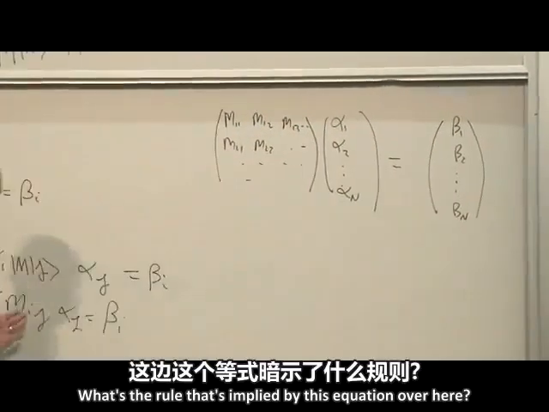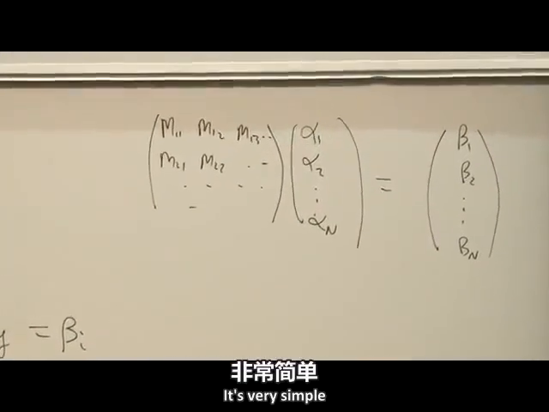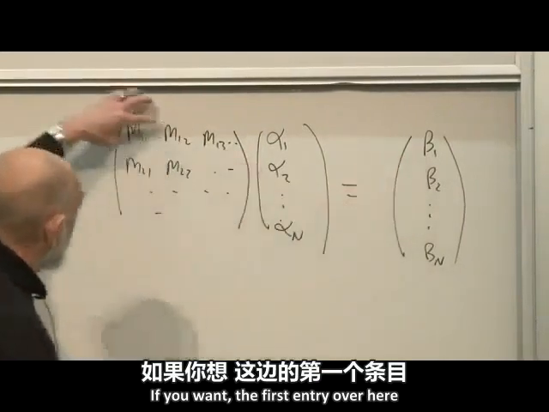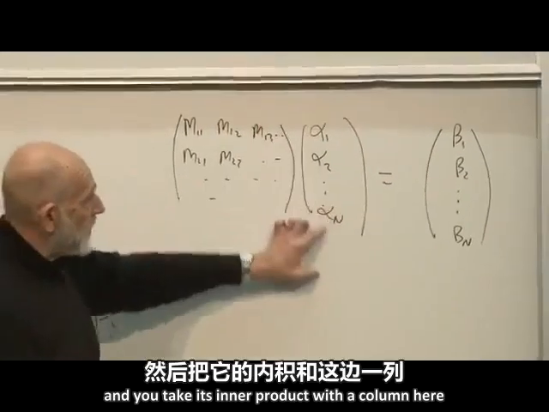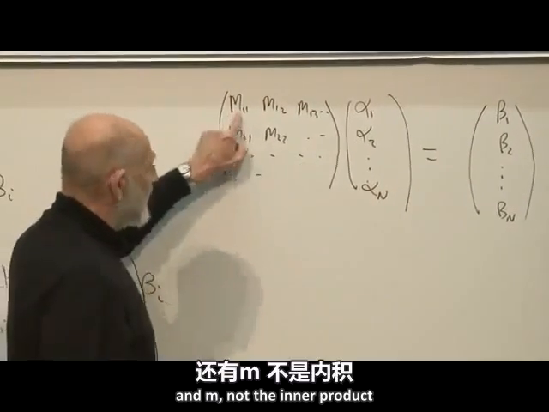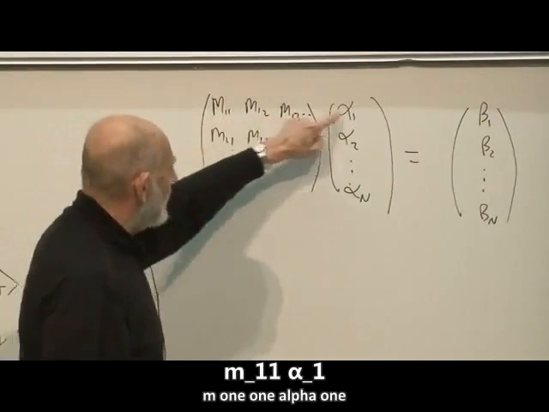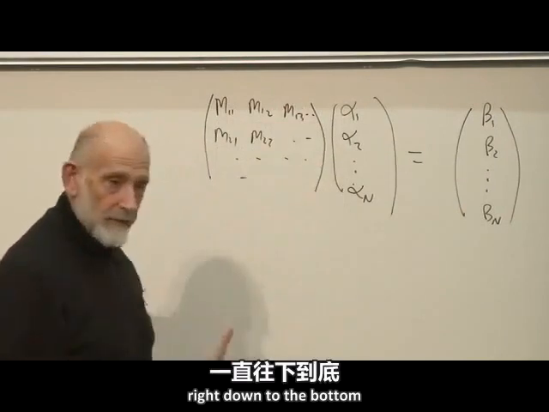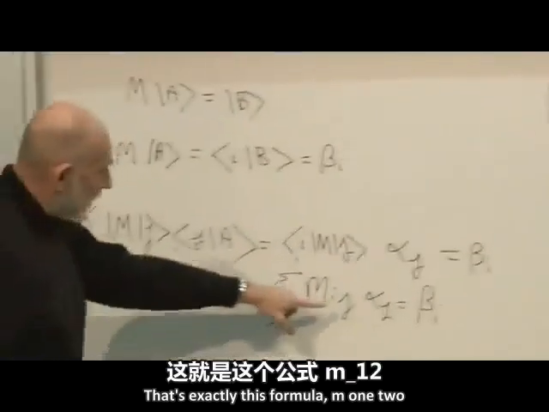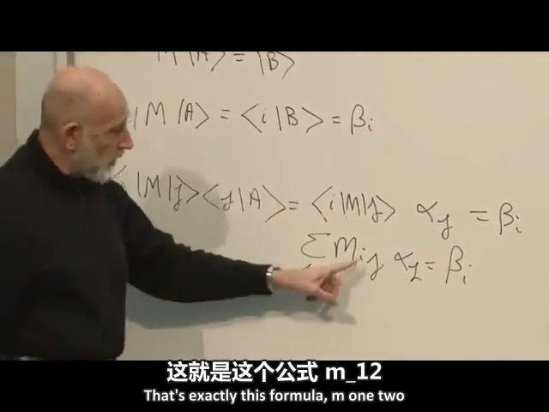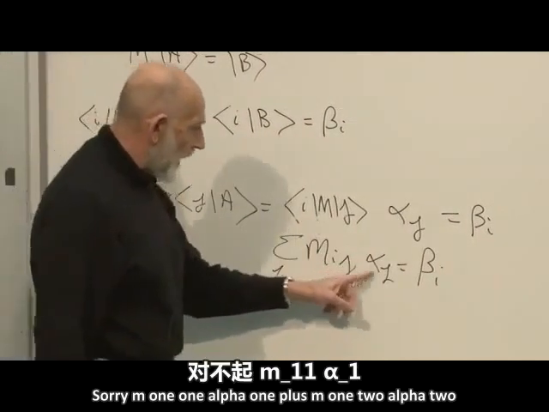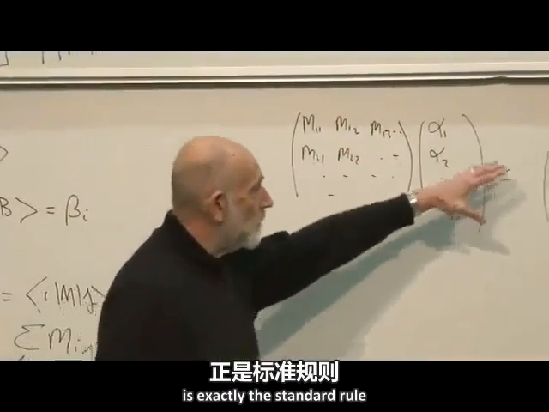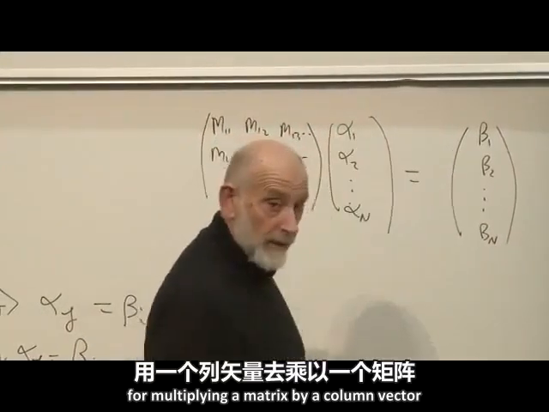All right, what's the rule that's implied by this equation over here? It's very simple. If you want the first entry over here, you take the first row and you take its inner product with the column here. M11 alpha 1 plus M12 alpha 2 plus M13 alpha 3, right down to the bottom. That's exactly this formula. M11 alpha 1 plus M12 alpha 2 and so forth is exactly the standard rule for multiplying a matrix by a column vector.